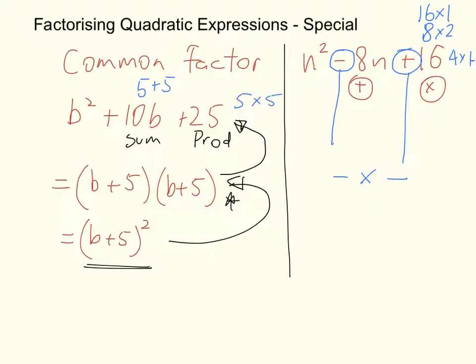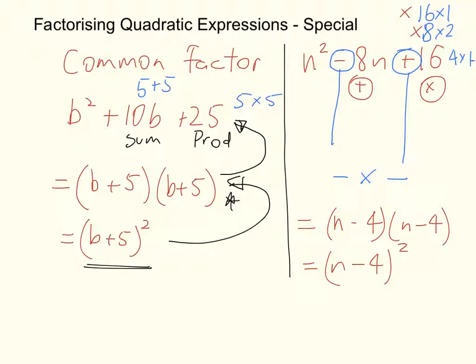If we look at our possible options here, I can't say minus 16 and minus 1. That will give me minus 17. Not correct. I can't say minus 8 and minus 2 because that would give me minus 10 in the middle. That's wrong. We're getting closer though. If I use minus 4 and minus 4, the same two numbers, then we'll end up in the right place. So that factorizes to n minus 4, n minus 4. And that notation is n minus 4 all squared.